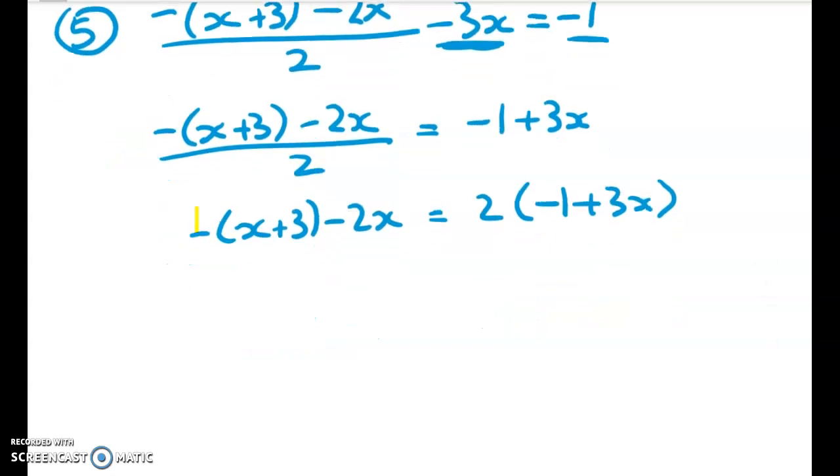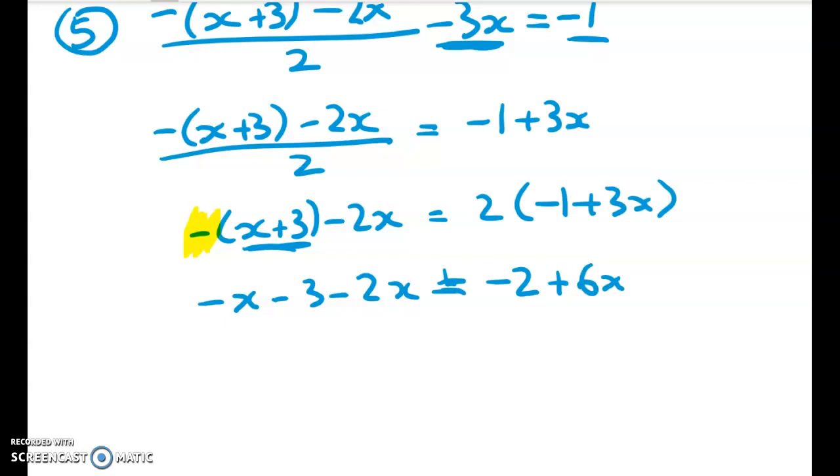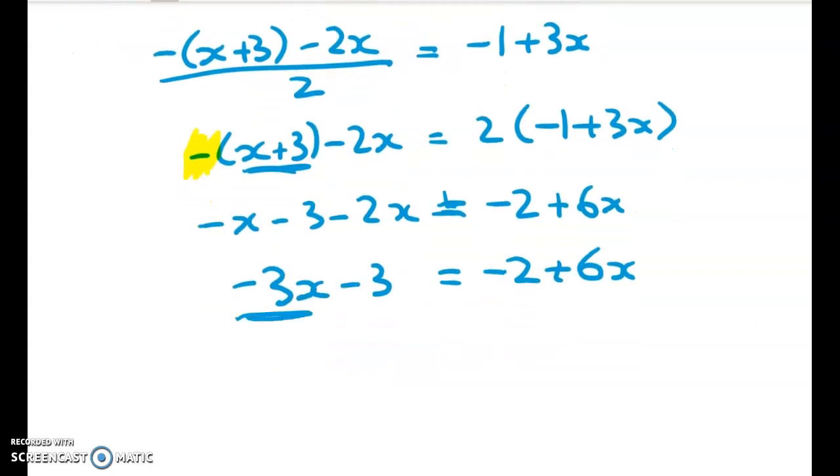And now I'm going to expand out my brackets. So be really careful here. I've got a negative sign here. So that means negative 1 times this. So that's negative x minus 3 minus 2x is equal to negative 2 plus 6x. Negative 3x minus 3 is equal to negative 2 plus 6x. I'm going to add this to both sides and leave us with negative 3 equals negative 2 plus 9x.